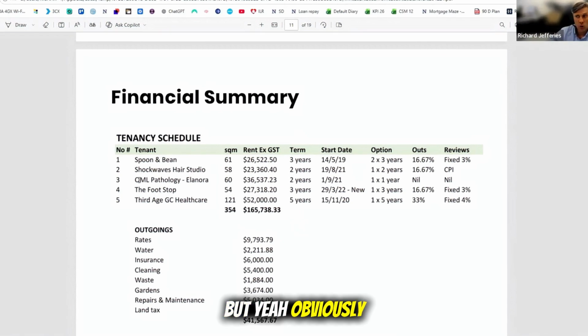But obviously QML, national company, so that's a good thing that they're in there. You just want to see the sort of financial stability of these other businesses and where they sit.